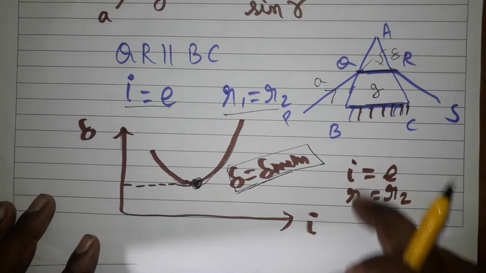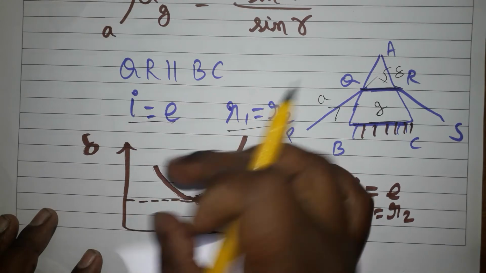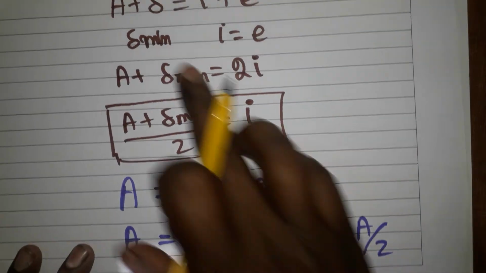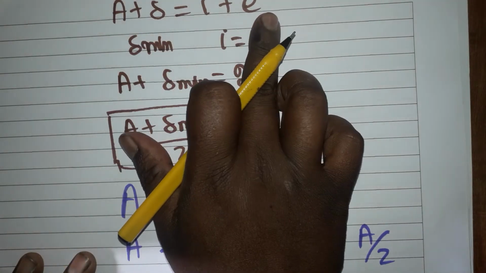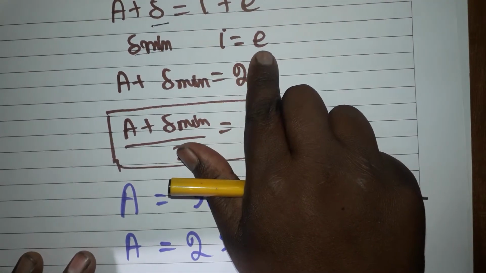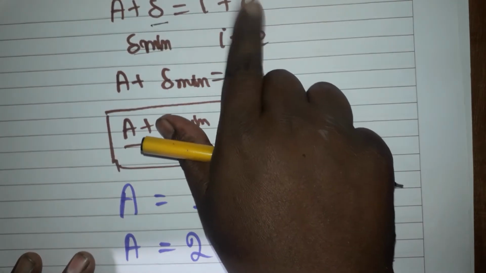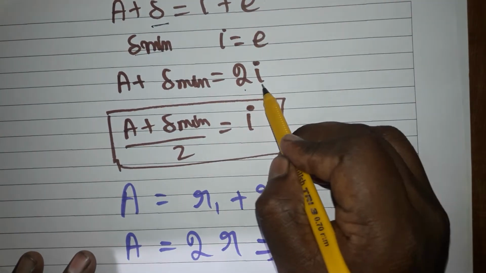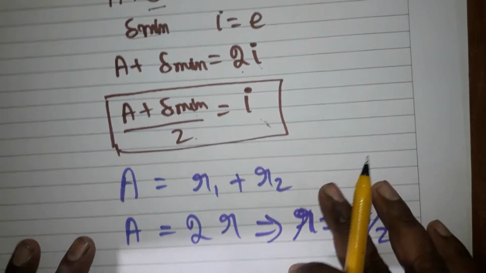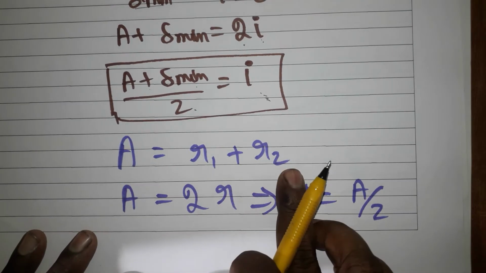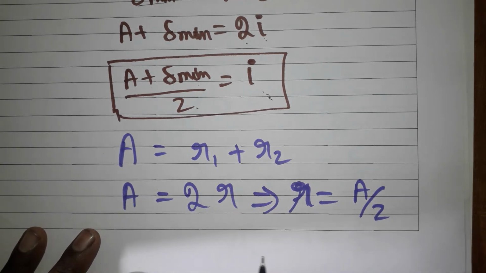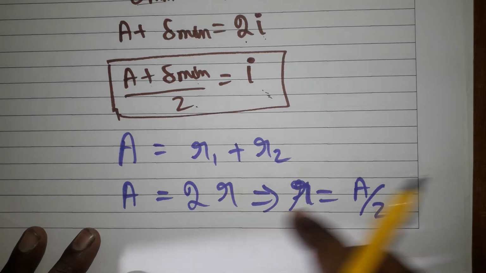These two being equal and this being parallel, you can tell that's the condition of minimum deviation. When the minimum deviation is there, already we have A plus deviation is equal to I plus E. Deviation becomes minimum, so I is equal to E. If you add these, 2 times I is equal to A plus deviation, so I is equal to A plus deviation divided by 2. This is called the angle of incidence. The angle of prism is equal to R1 plus R2. These two also become equal at the minimum deviation condition, so 2 times R, and R is equal to A divided by 2.